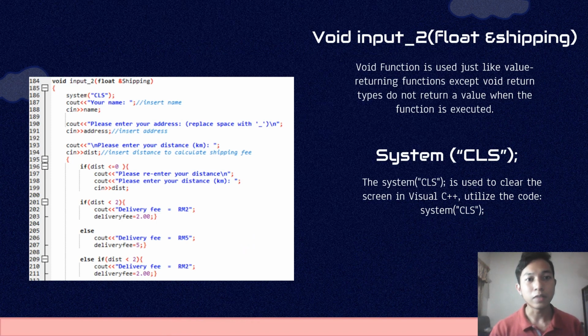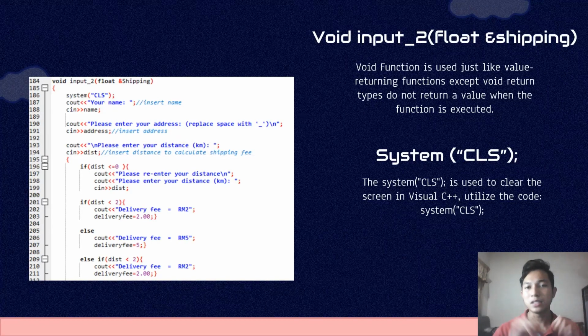I'm going to present my discussion of functions in this coding, which is the Groceries application. For my part of the function, I have used a void function, which is void input to float and shipping, in line 184. A void function is also called a non-value returning function. I use it just like a value returning function except the void return type does not return a value when the function is executed. The function accomplishes its task and then returns control to the caller. The void function call is a standalone statement.